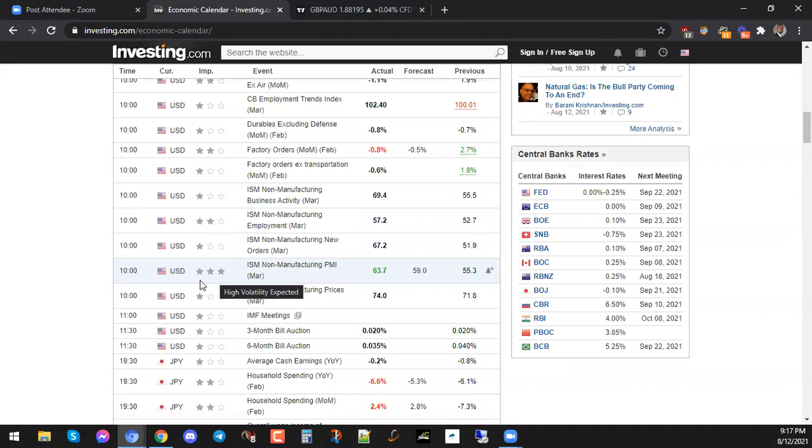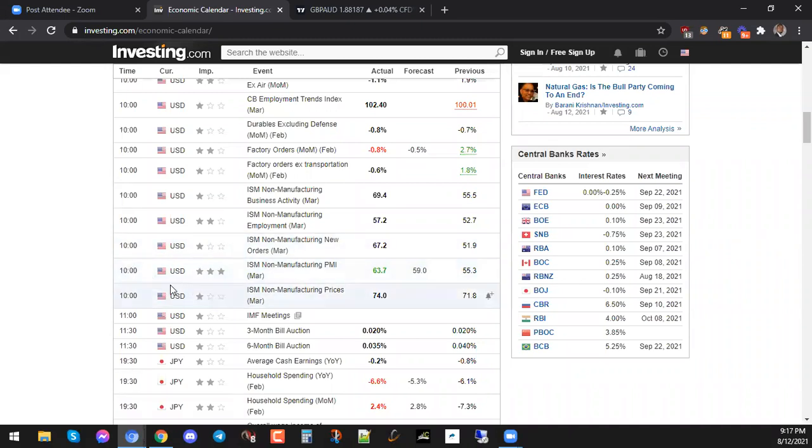Now, how long can you expect that volatility to last? Volatility coming in between 2 a.m. and 5 a.m. Eastern Standard will be expected to last until 12 p.m. Eastern Standard. Okay, volatility coming in at around 8 a.m. Eastern Standard is expected to last around 12 to 4 p.m. Eastern Standard. Okay, so keep that in mind, okay, guys?